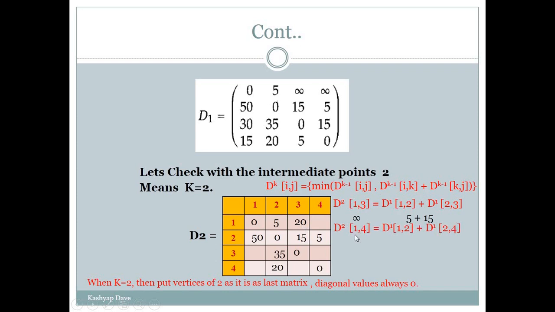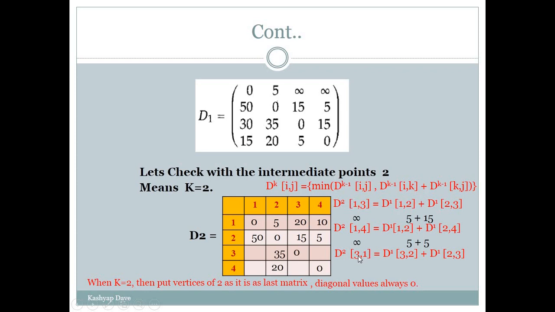Now let's find out the distance between 1 and 4. So the previous shortest path between 1 and 4 is infinity, and another thing is the distance between 1 and 2, which is 5, plus the distance between 2 and 4, that is again 5, so that will be 10 here. So we will put our 10 here.